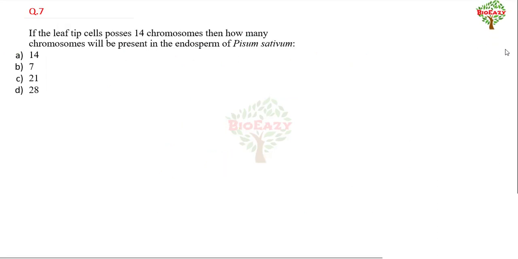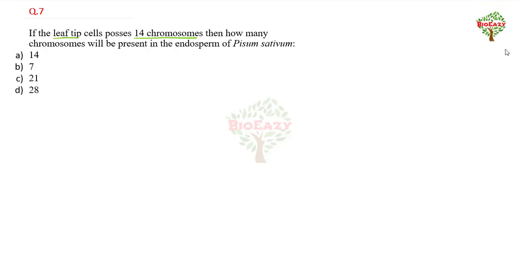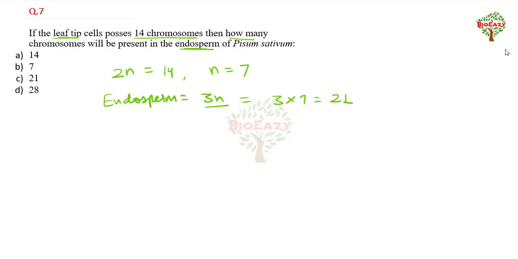Next, question number 7 is, if the leaf tip cells possess 14 chromosomes. So we all know that leaf tip cells are somatic cells. So here 2n is equal to 14. Then how many chromosomes will be present in endosperm? Now endosperm is triploid cells. Now here 2n is equal to 14, then n is equal to 7. So here we have the value of n, and we can put this value in this 3n. So 3 into 7 is equal to 21. So the answer is 21.